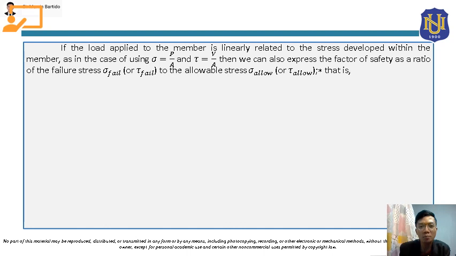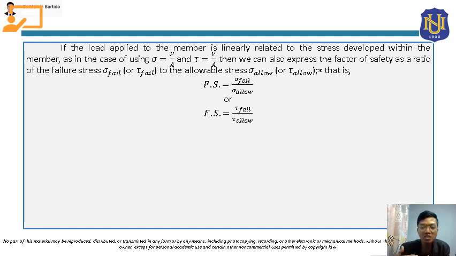Okay, so if the load applied to the member is linearly related or directly proportional to the stress developed within the member, as in the case of using normal stress sigma equals P over A and shear stress tau equals V over A, then we can also express the factor of safety as a ratio of the failure stress to the allowable stress. That is, factor of safety Fs equals the normal stress at failure over the allowable normal stress, or Fs equals the shear stress at failure over the allowable shear stress.